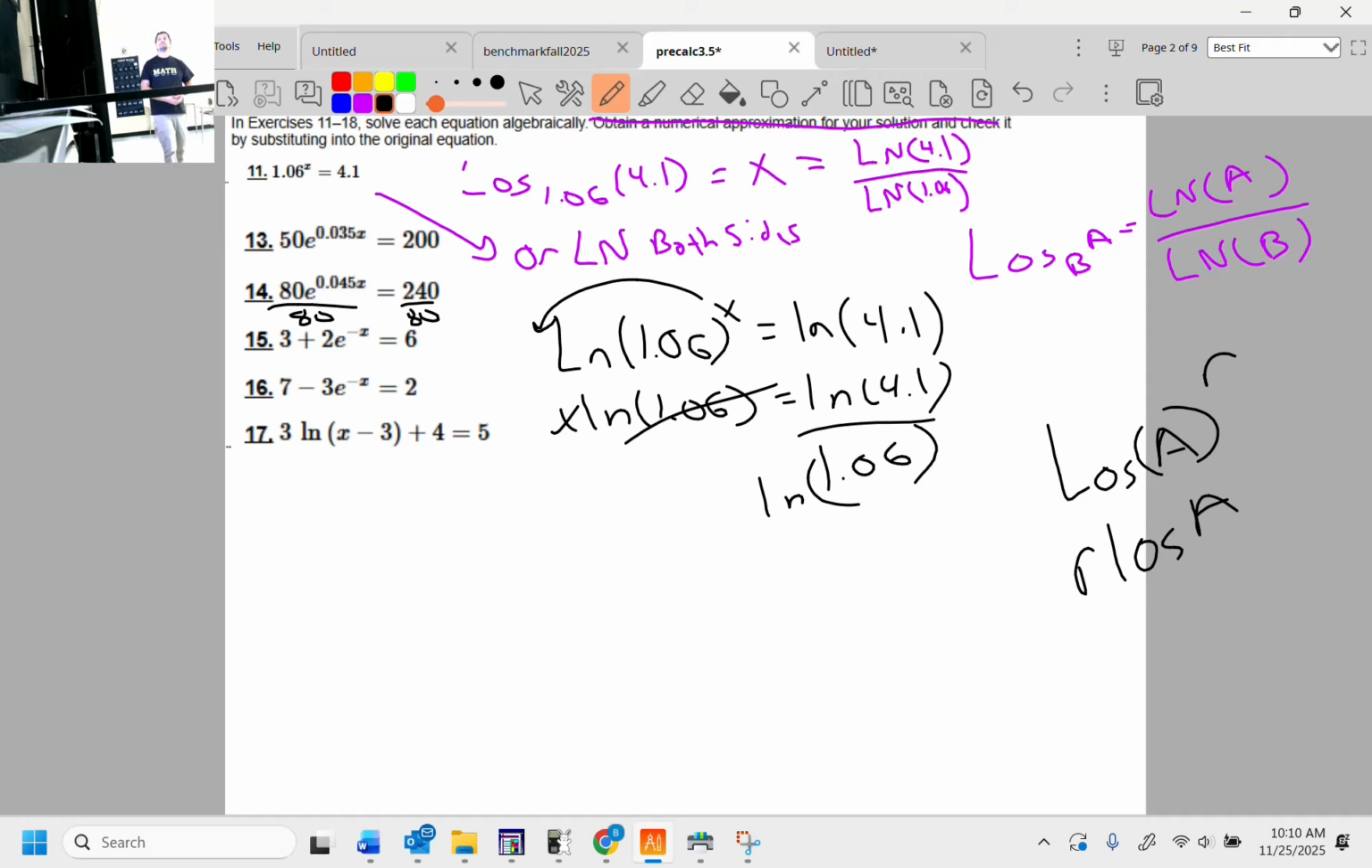Alright, let's do 16 and maybe 17. So 16. Play the isolation game, kids. What's the easiest thing you can do on 16? Make it a -5. So you're going to subtract the 7. -3 e to the negative x is a -5.